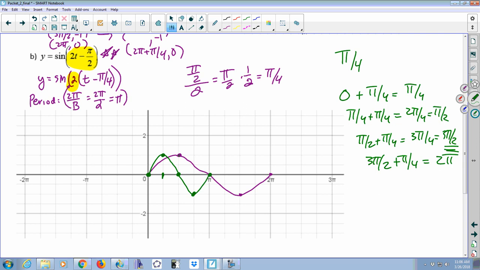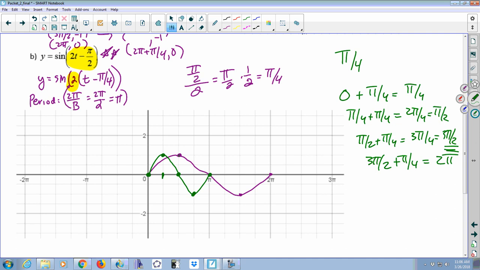So it looks very similar, except your period is different. Okay. Any questions on that? What about the shift? Am I done? What did I just graph? Sine of 2t, that's all I've done, right?